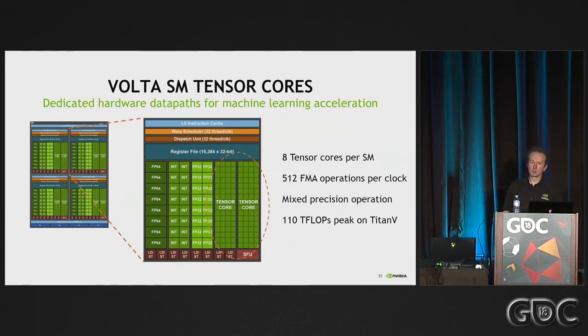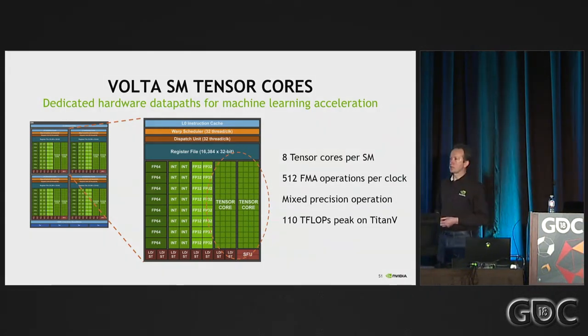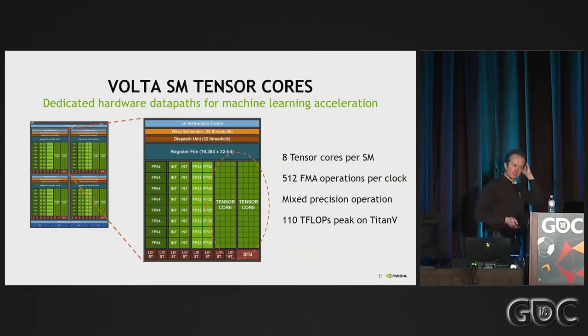Right? So for each SM, we have 8 Tensor cores. These are the green boxes on the right. And collectively, they're capable of performing up to 512 fused multiply-add operations per clock. Right? So it's a huge amount of floating point performance. To put things in perspective, regular FP32 performance is exactly 64 FMAs per clock, so there is a factor of 8 potential difference in peak performance, right? On Titan V, which is our highest end consumer GPU, we're talking 110 teraflops of floating point performance.